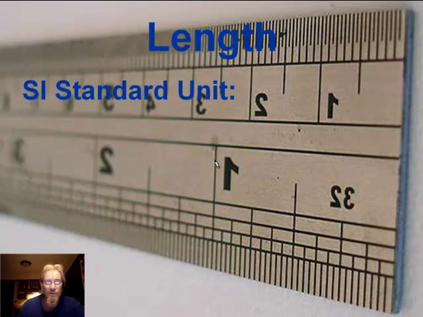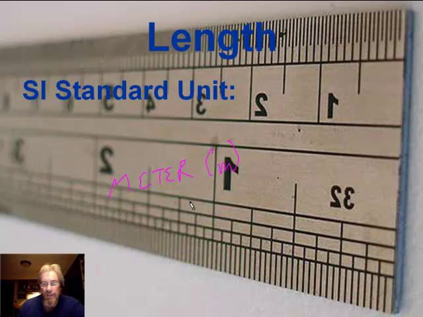So most scientists are going to stick with the SI system for length and for all measurements, really. SI stands for International System in French, and the standard unit of length in the SI system is the meter. Meter is abbreviated with a small m. Meter is a little bit longer than a yard, which we're familiar with in our system.